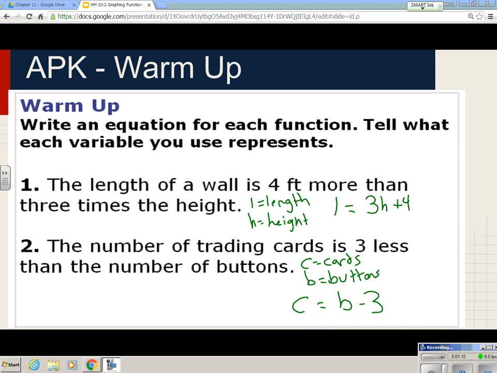So you should have answers similar. Your variables might have been different, but the organization of your equation should have been close to the same.